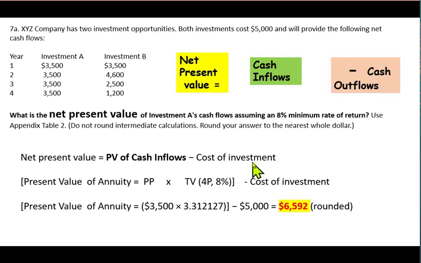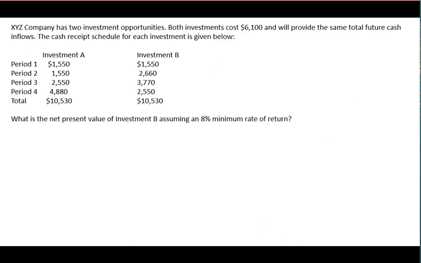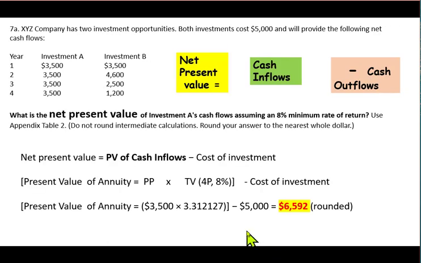Okay, so I just set up here, just stressing this idea that net present value is equal to the cash inflows, which in this case would be $3,500 times 3.312127 minus the cash outflows. You're going to pay for this investment $5,000. So let me put this in my calculator here so I can give you that number.